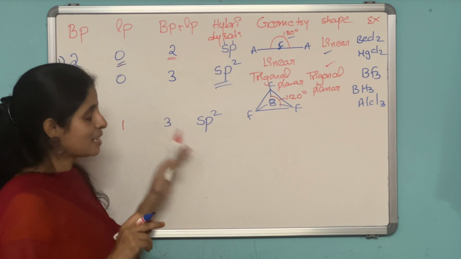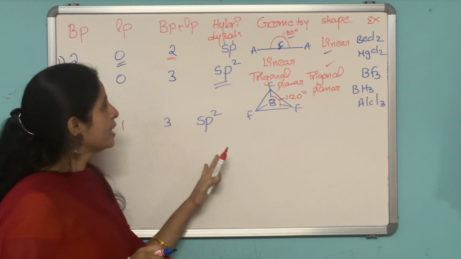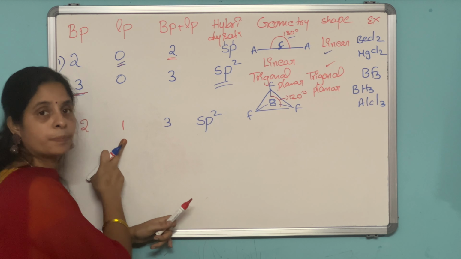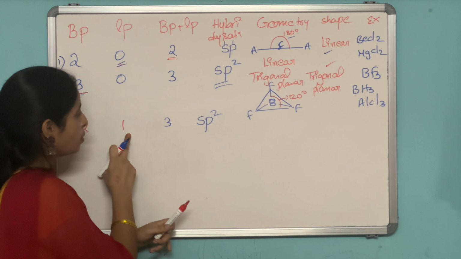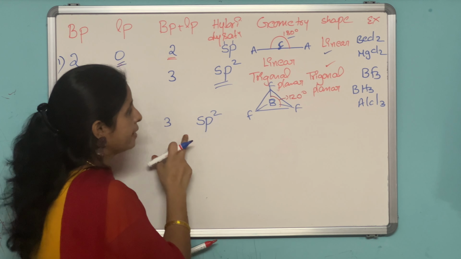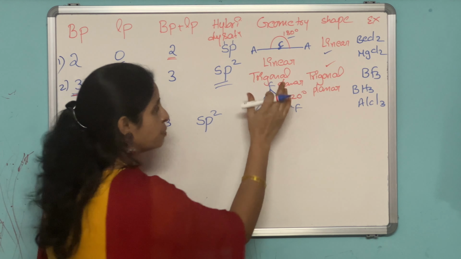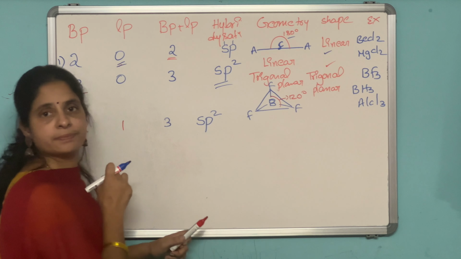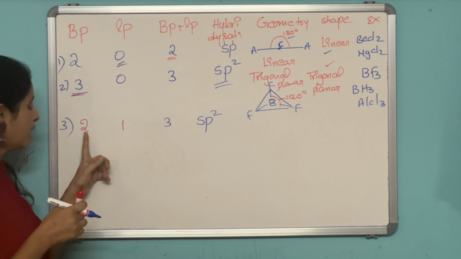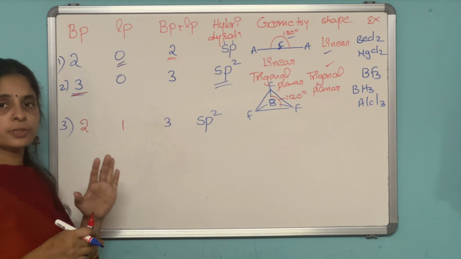But what is the geometry? Here the geometry depends on bond pairs plus lone pairs. So bond pairs plus lone pairs is 3, the hybridization is sp2, and the geometry will be trigonal planar only. Are you getting my point? So there should not be any doubt regarding this.